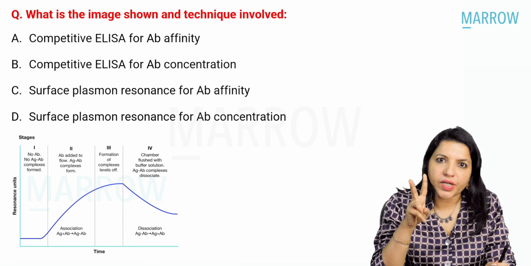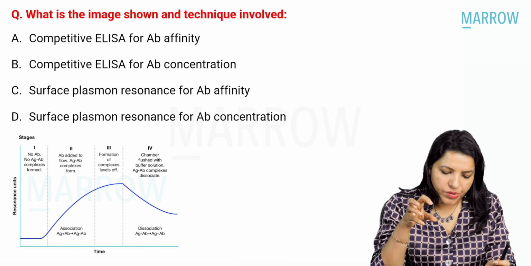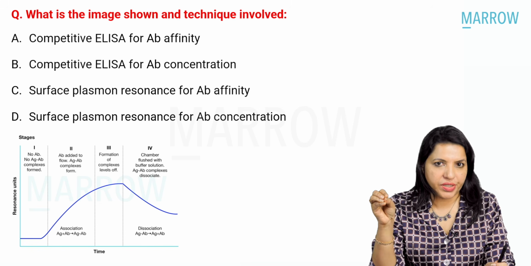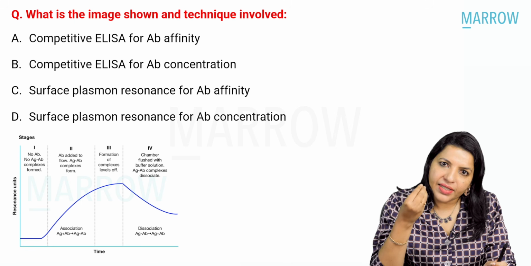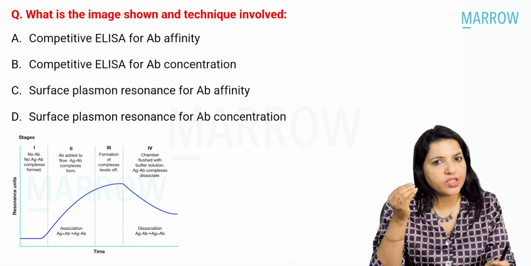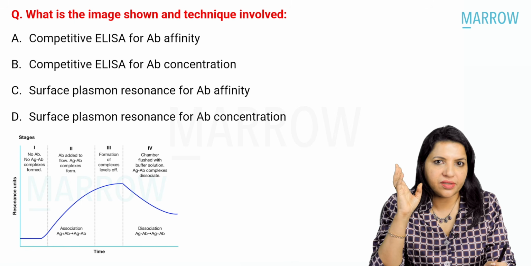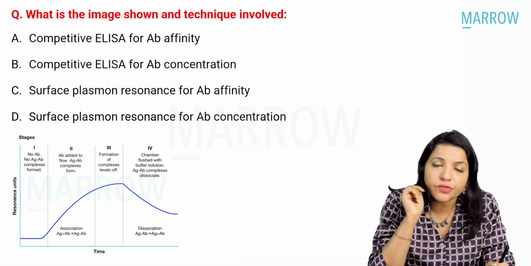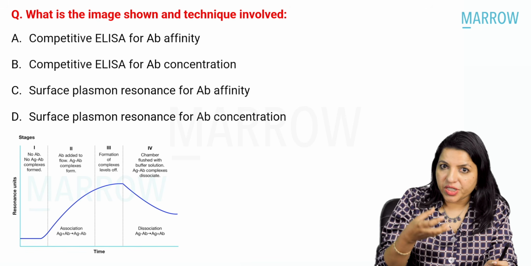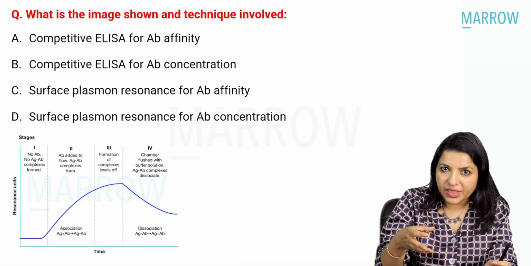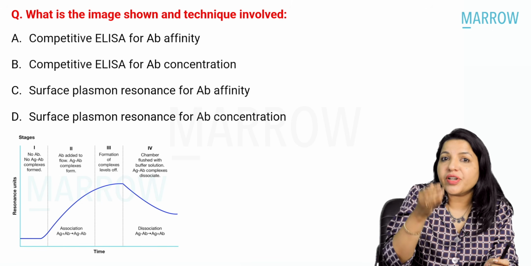So two options were competitive ELISA, two options were surface plasmon resonance. What we should understand is that in ELISA also we are detecting antigen and antibody complex. Immune complexes are being detected. But what is the difference in ELISA? In ELISA, there are different ways we can do competitive ELISA. Different ELISA techniques are there, but it is like a conventional PCR.